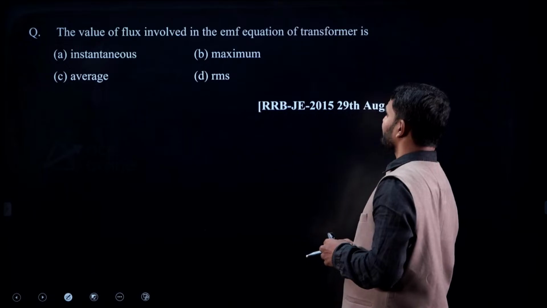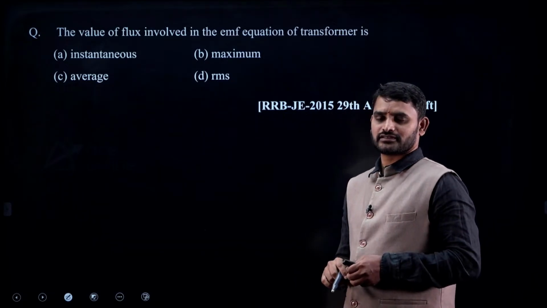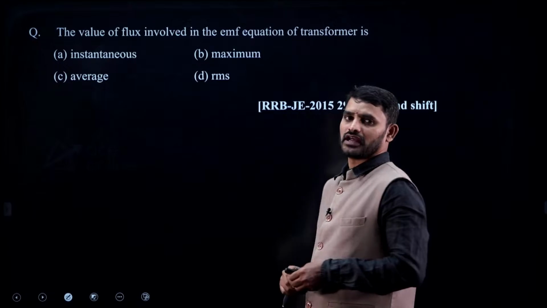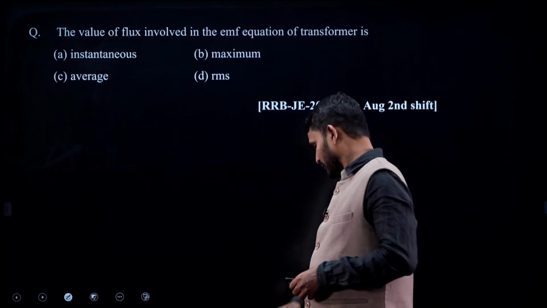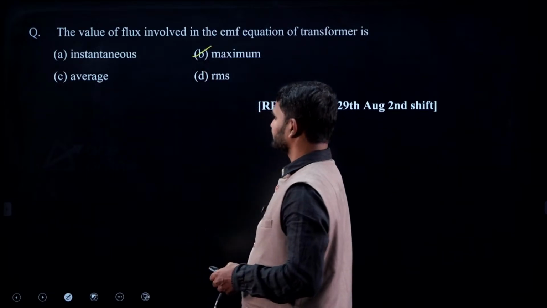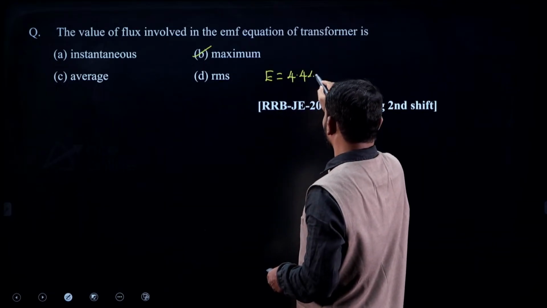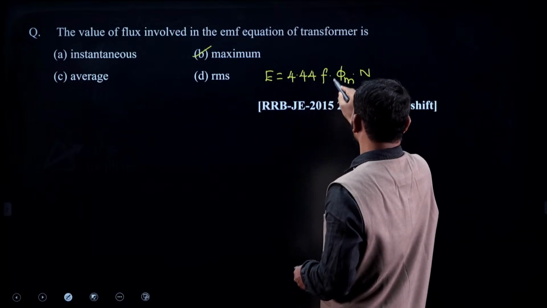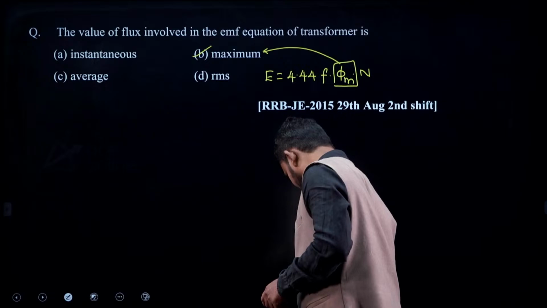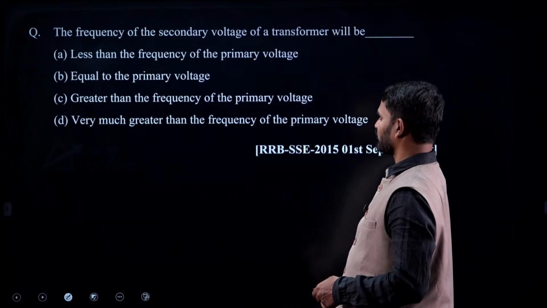The value of flux involved in the EMF equation of a transformer: is it instantaneous flux, maximum flux, average flux, or RMS value of flux? What is that flux? Can you tell me? Maximum value or not? Just now we have seen the EMF equation, E is equal to 4.44 into f into phi m into N. So, this one is maximum value or not? Very good, Chakrit Reddy.